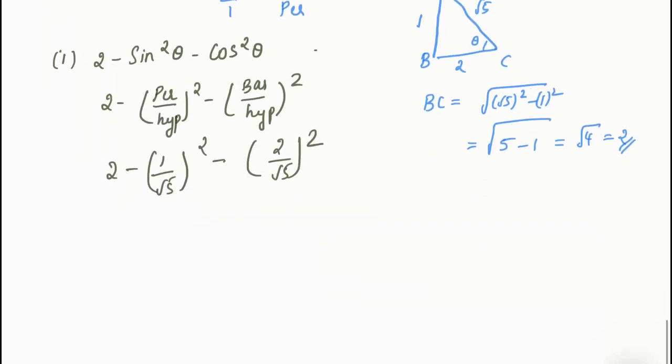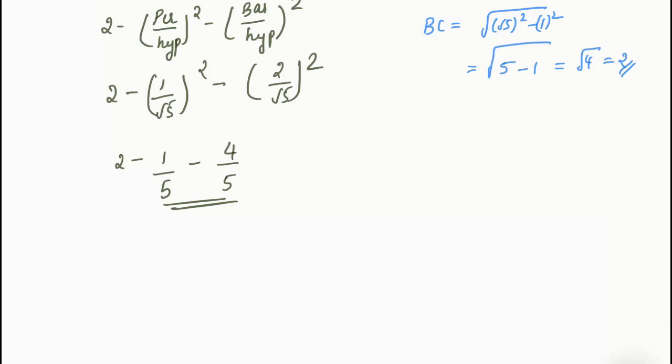Okay. So 2 minus 1 by root 5 square is 1 by 5 minus 4 by 5. I can multiply this 5 on this side because this 2 has 5 as the denominator. So what do you get? 5 2s are 10. 10 minus 1 minus 4 by 5. 10 minus 1 is 9. 9 minus 4 is 5. So you get the answer as 5 by 5, that is equal to 1.